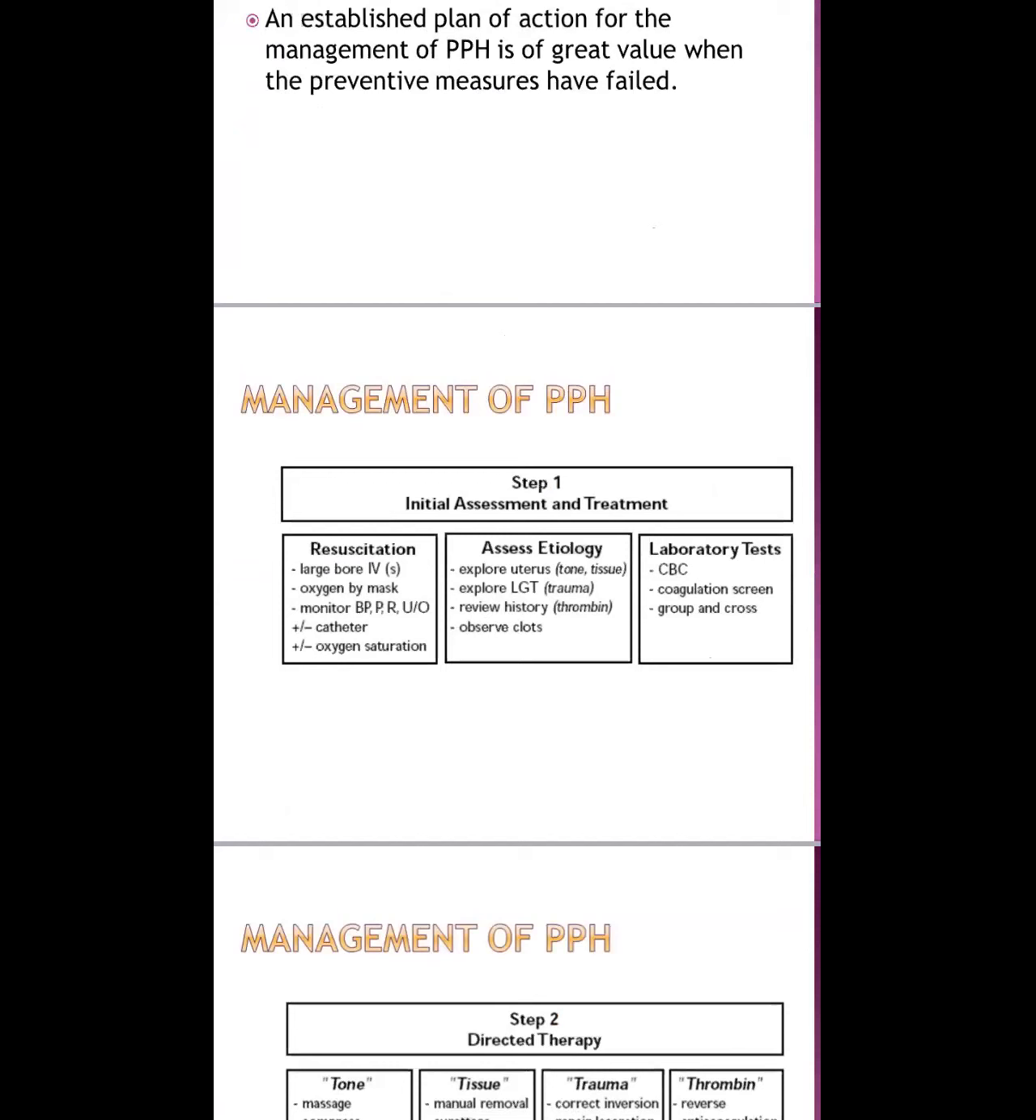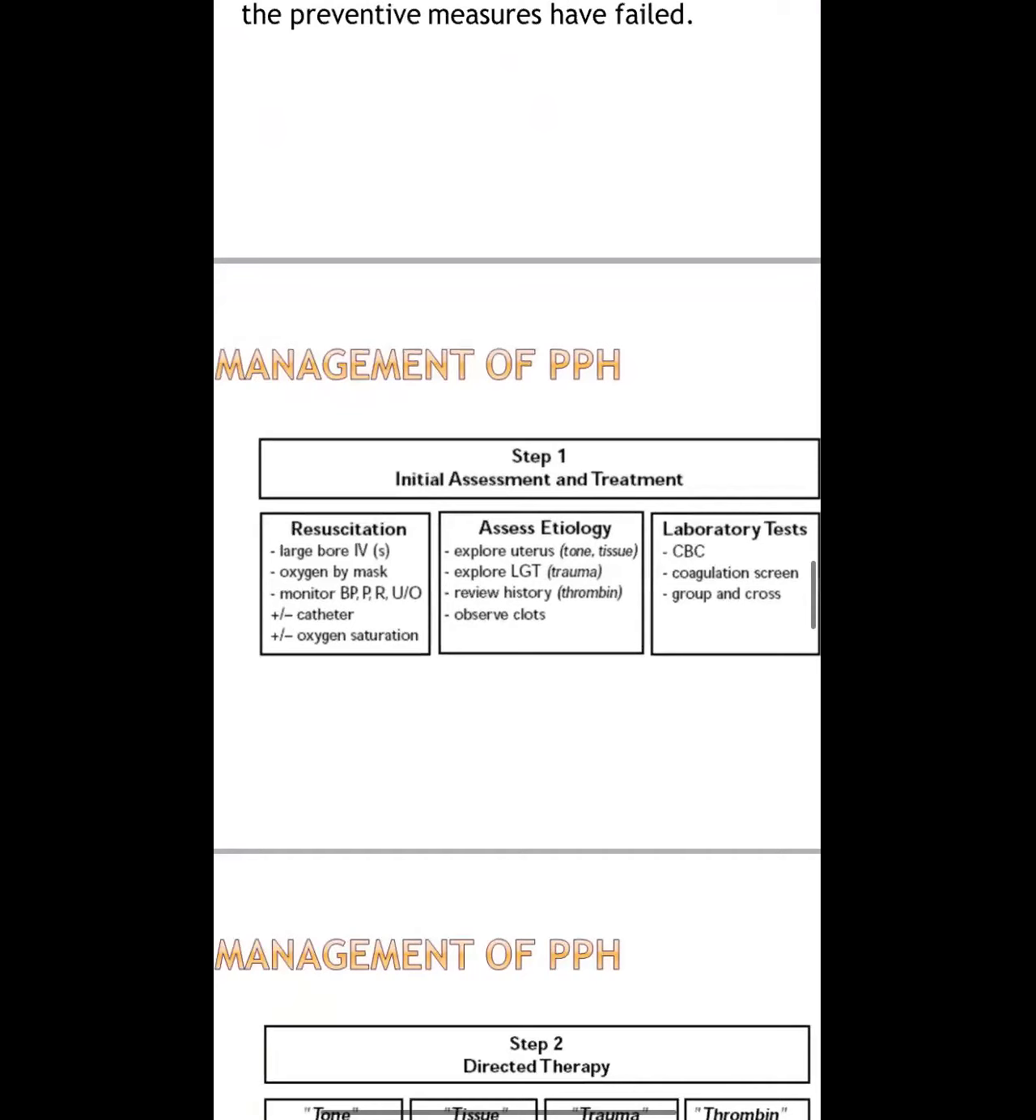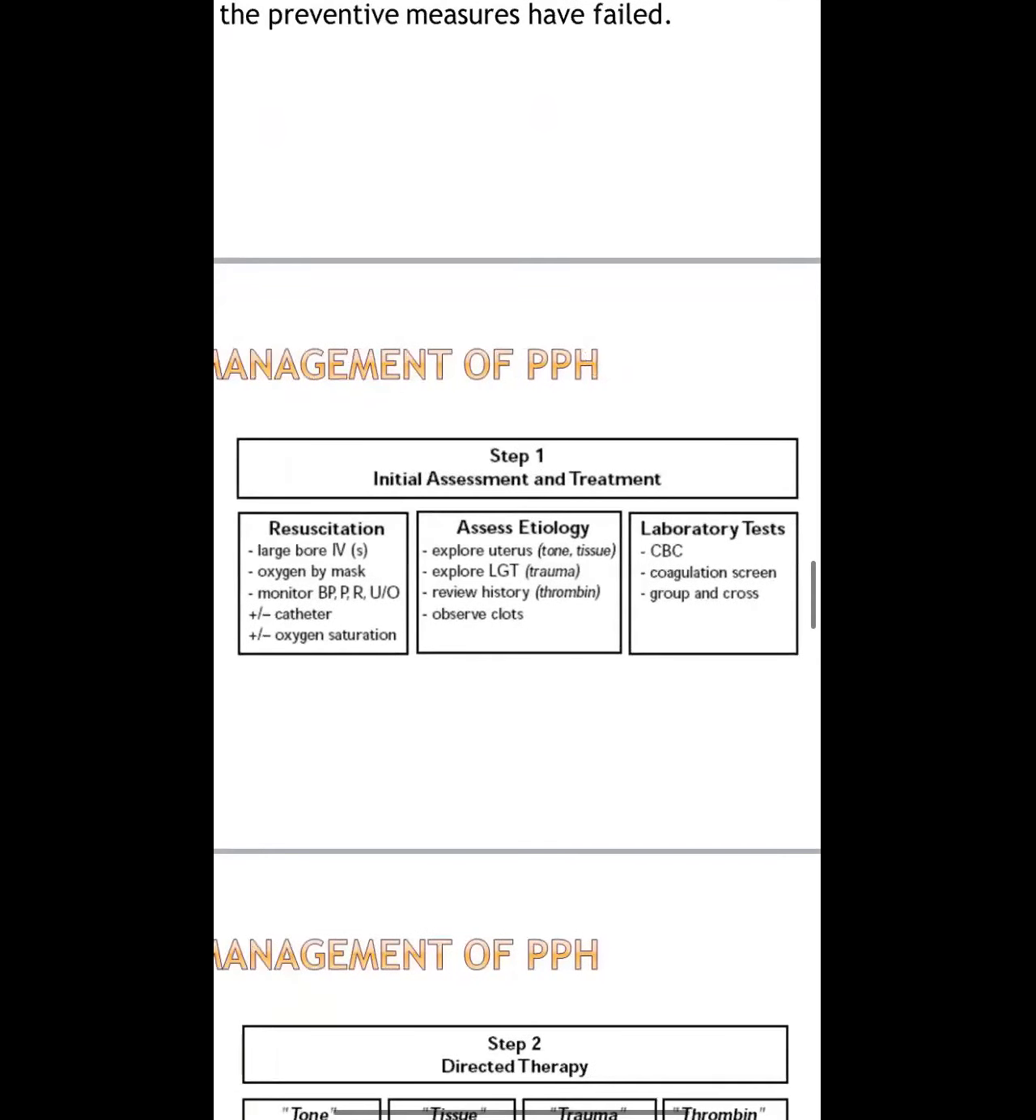There are a lot of steps. The number 1 step is the initial assessment and treatment. Your patient with PPH must be assessed first. Initial assessment and patient resuscitation. Make sure you have 2 large bore IV cannulas. Start oxygen by mask. Monitor blood pressure, pulse rate, and urine output of your patient. For urine output monitoring, a Foley's catheter should be placed, and oxygen saturation recorded on the record sheet.